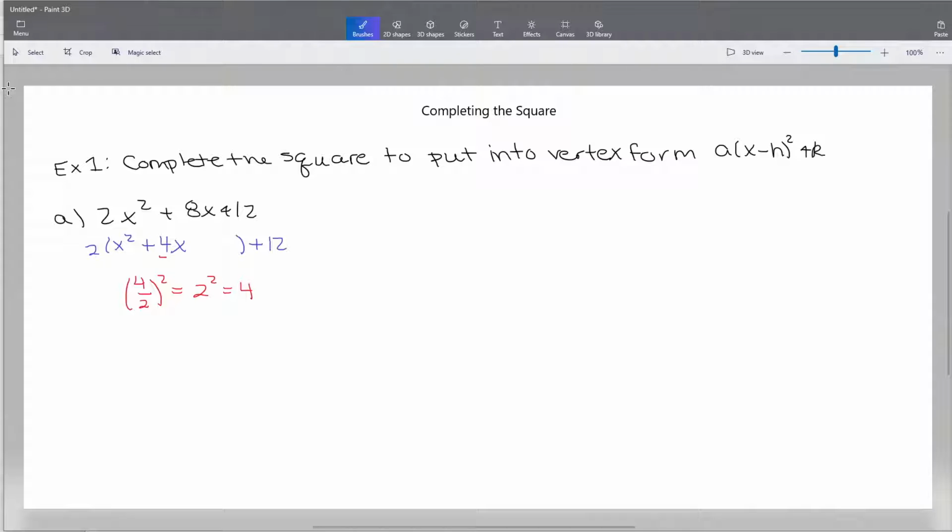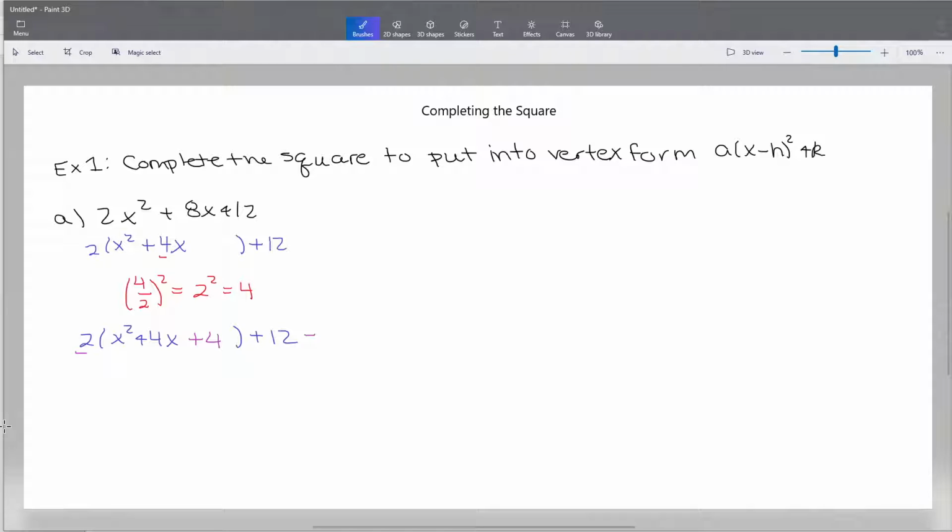Okay, so what we had before was this, 2 times x squared plus 4x, and then on the outside we had plus 12. Okay, so now we are going to add 4 on the inside of the parentheses here. We were doing that before in class. Okay, and we know that we need to balance this by subtracting the same number out here.